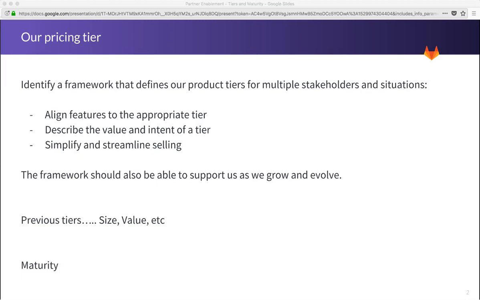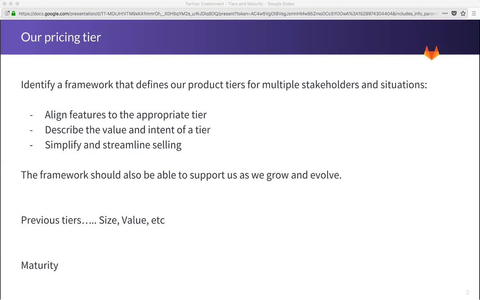We looked at what we'd done in the past. We'd had it based on size. So if you were starter, for example, if you had a company that was less than 100 users, if you were up to and less than 1,000, it was premium, greater was ultimate. This doesn't really work great because it's difficult to decide for features what group it needs to go in.